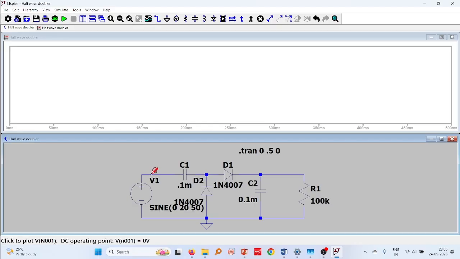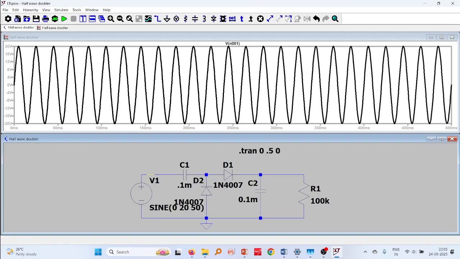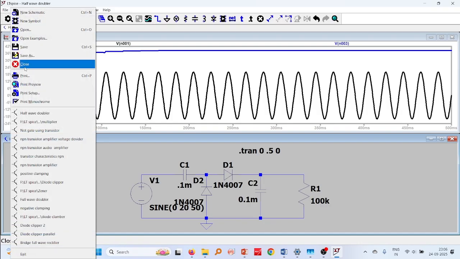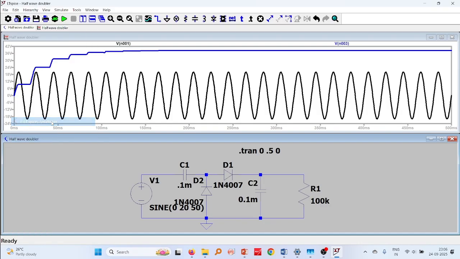If I see our input signal, it is showing minus 20 to 20, so the amplitude is 20. Then I measure my output from here, and I can see that after the initial time it saturates at about 40 volts, which is double my input signal. So that's why we are getting double the input signal we gave.